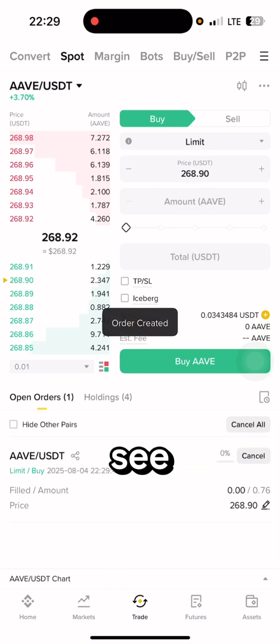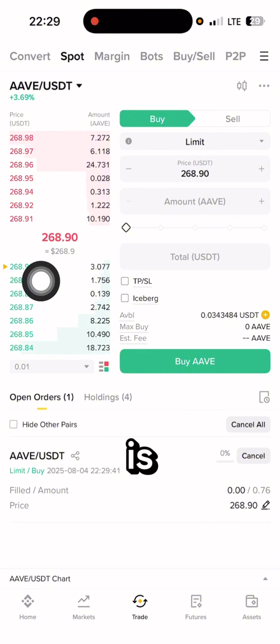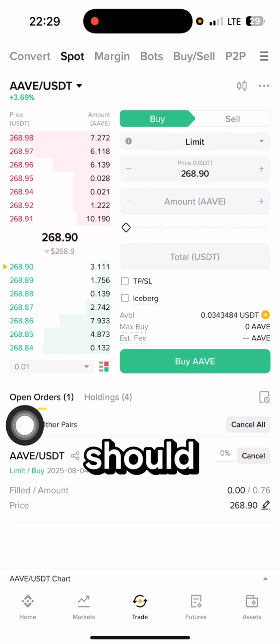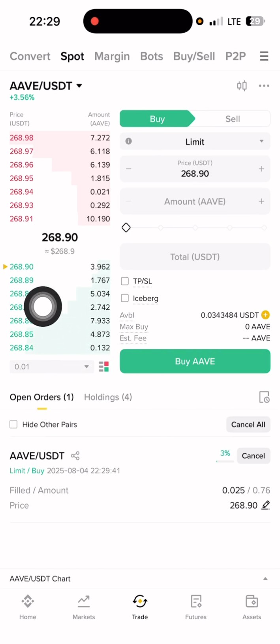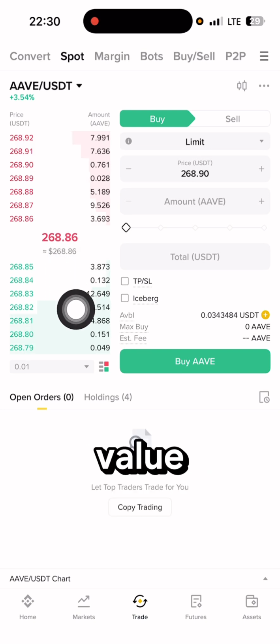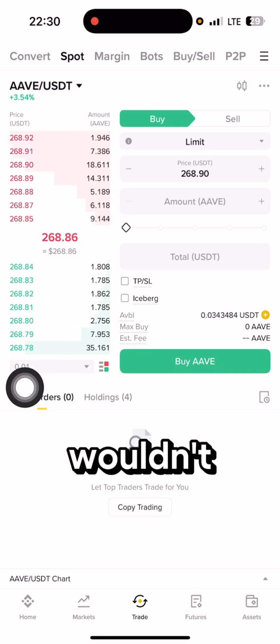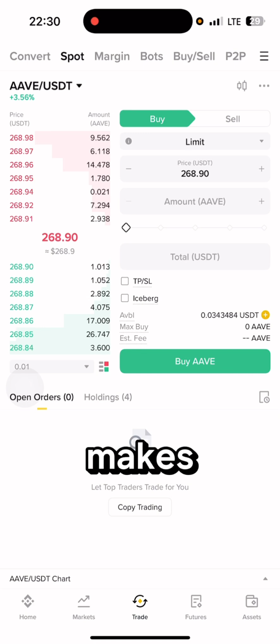You see, our order is right here on the second page. Okay, it is right at the first one now. It should be able to get triggered real quick. Always place your order slightly below the current value, so that you wouldn't get trapped by any sort of lack of liquidity, if that makes sense.